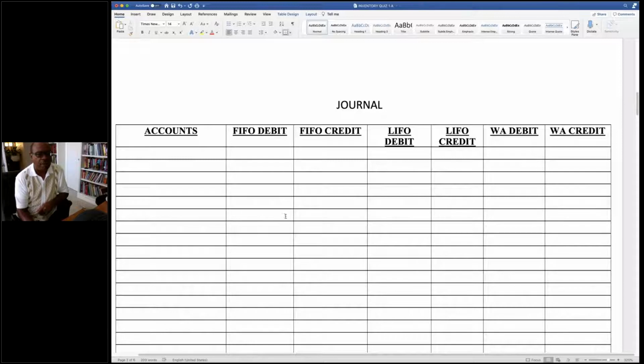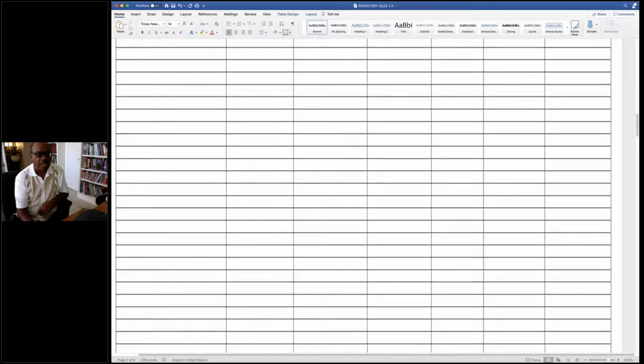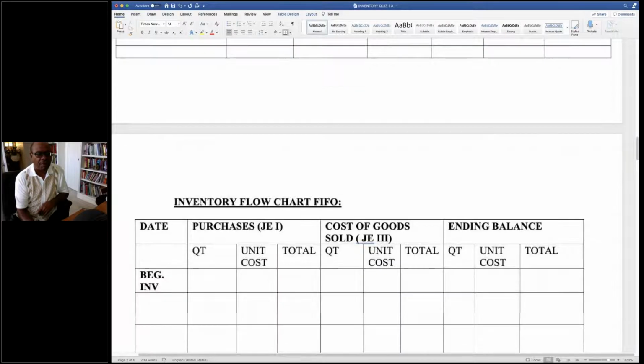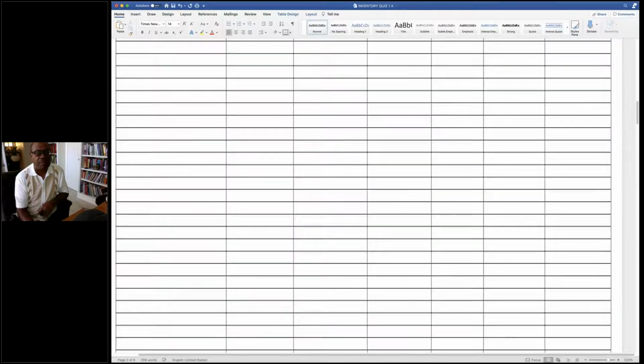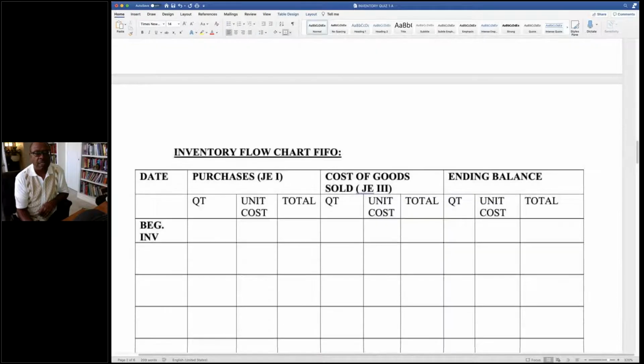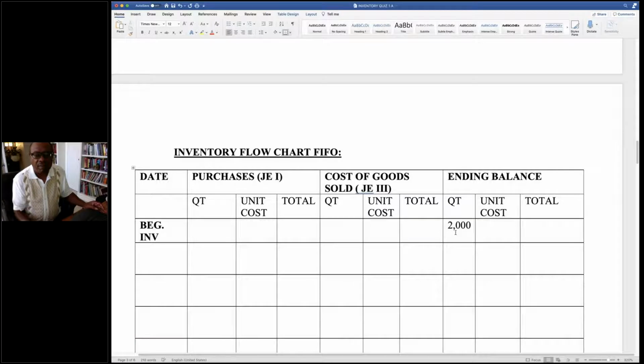So what did you work on first? The first thing I did was the inventory flow chart. Okay. So you then put in how many? In the beginning balance we had how many? So in the beginning I put in 2,000. The quantity is 2,000. The cost is $20. So the total is $40,000. Okay. So that's her beginning balance.